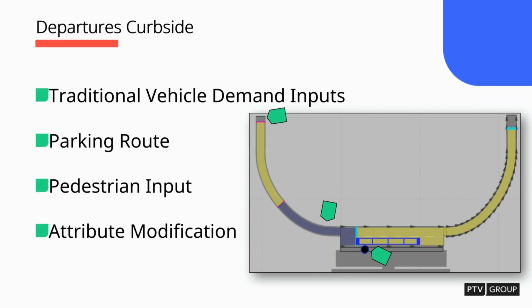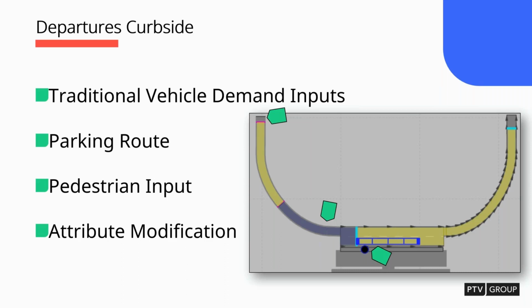So here, for the departures curbside, we have the traditional vehicle demand. Whether you're using dynamic assignment or static demand, a lot of you might have already worked on airport curbsides from the landside operations. You might have pickup, you might have parking lots and things like that at a curbside. That's all going to be the same, right? You have your static routes, your partial parking routes.